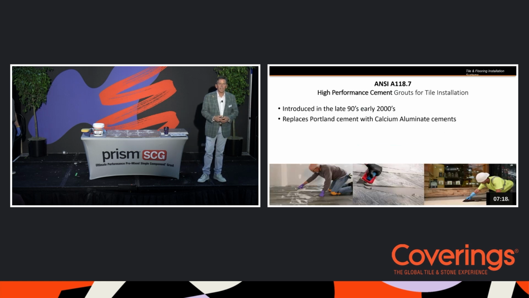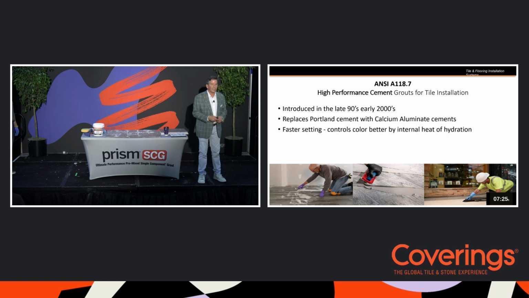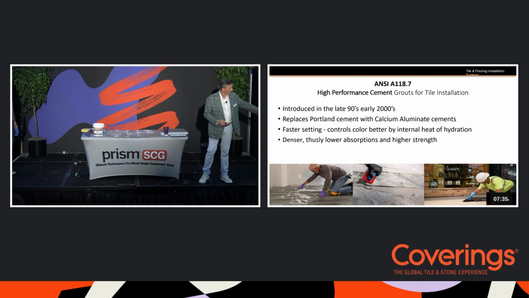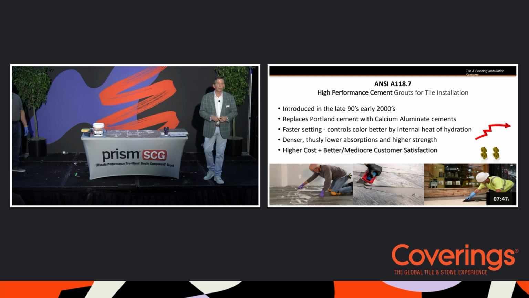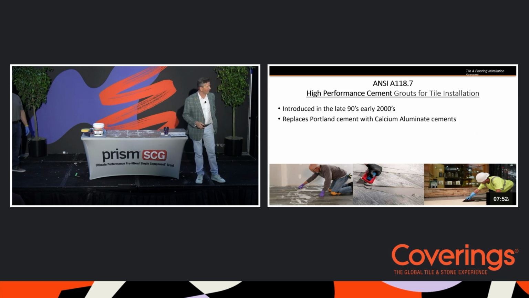So introduced in the 90s to complement porcelain tiles introduction, replaces that Portland, so we don't have that efflorescence, we get better color distribution. It is a faster setting material than a Portland cement grout. It's denser, but... So that makes it a higher cost solution from Portland cement and gives a better satisfaction level, but not where we want to be. It can still stain and has, you know, its shortcomings as well.